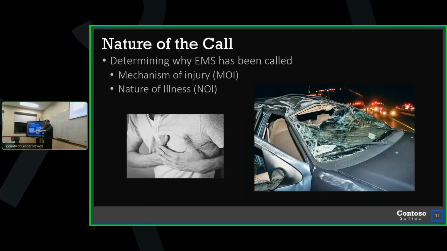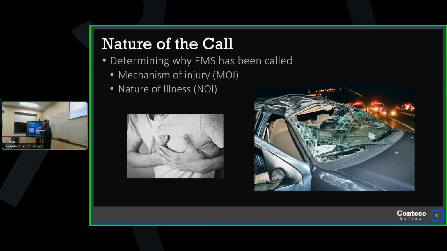All right, so the nature of call is determining why EMS is being called. This is that mechanism of injury, nature of illness slide. So you get called out to chest pain. There's always a chance that you roll up and they have chest pain because they were shot in the chest, right? So that's always an option, but those are things you're going to run through your head before you get on scene. Me personally, I always assume the worst.